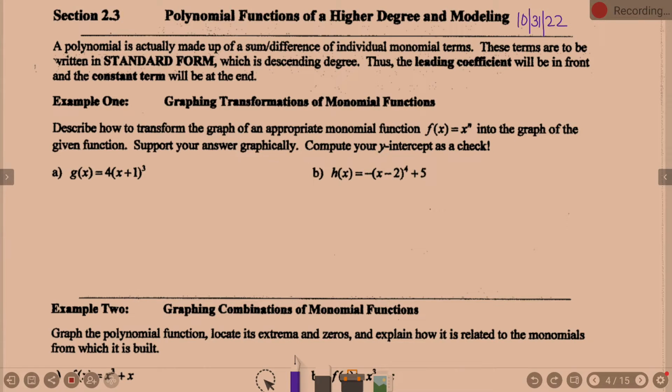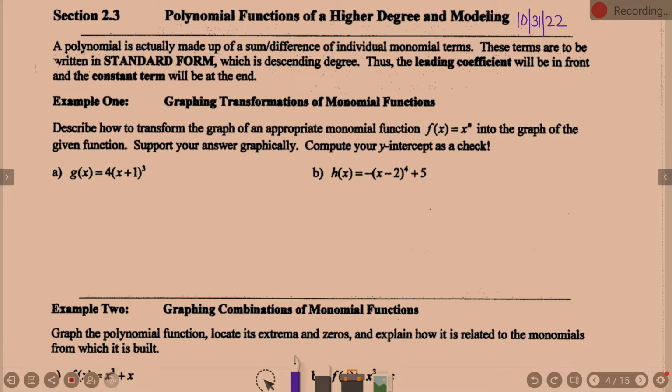Lesson 2.3 continues to talk about our polynomials. It's polynomial functions of a higher degree in modeling. So when we did 2.1, we focused on linears and quadratics, right? So where the degree was 1 or 2. Those were our focuses. 2.2, it was our power functions, our monomials. 2.3, it's higher degree. So basically the cubics, the quartics, the quintics maybe. Mostly the cubics and quartics, I feel like.